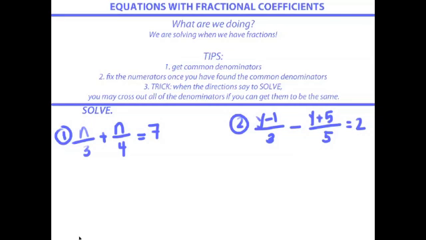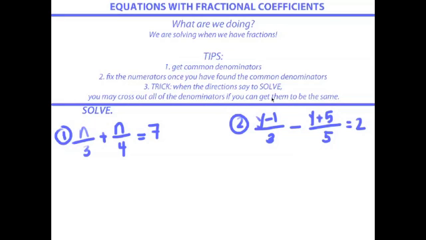So here are some general tips that I've given you up here in the top box to get some common denominators. First is to get common denominators, so make sure all the fractions have common denominators. Don't forget to fix the numerators once you've found the common denominators. So if you multiply the 2 to the bottom, don't forget to do that to the top. And my trick is that only when the directions say solve.